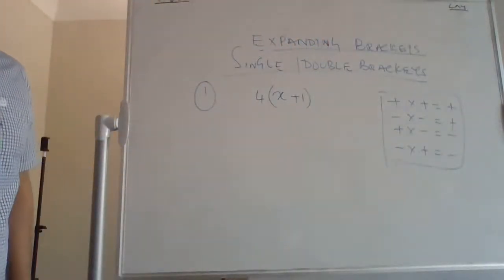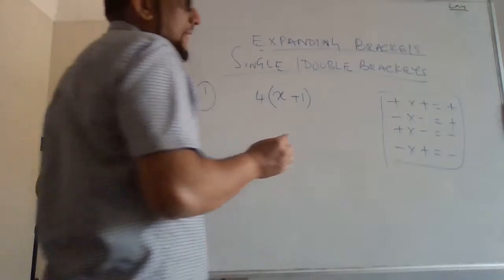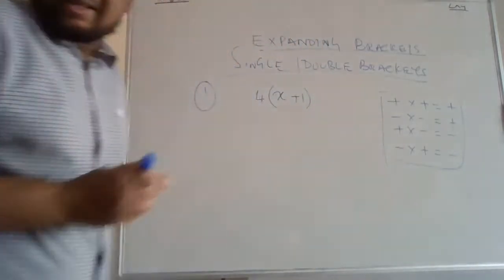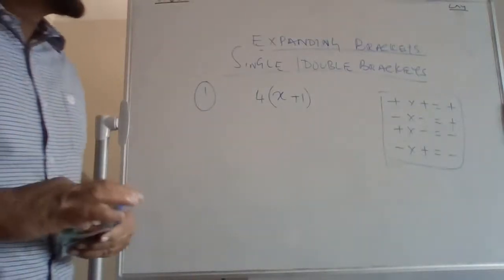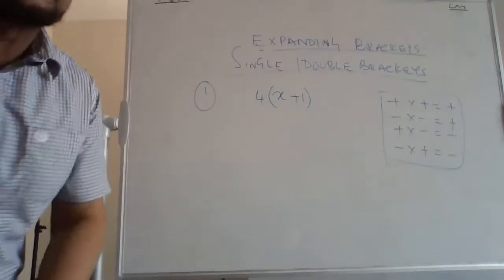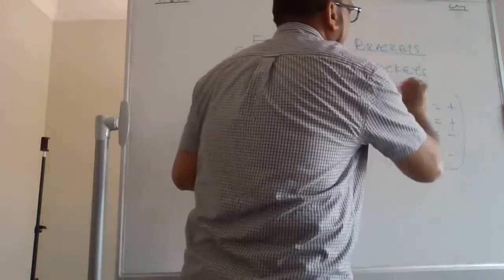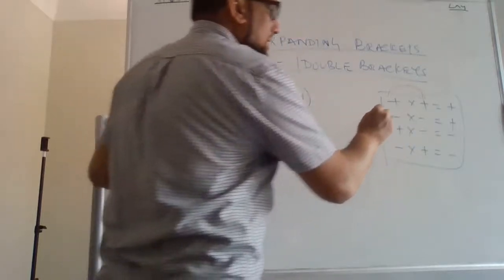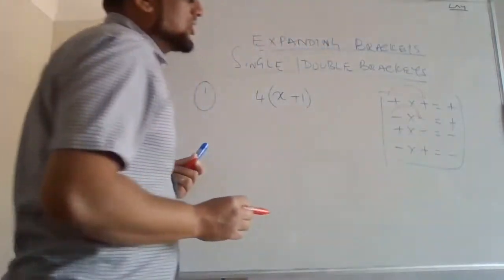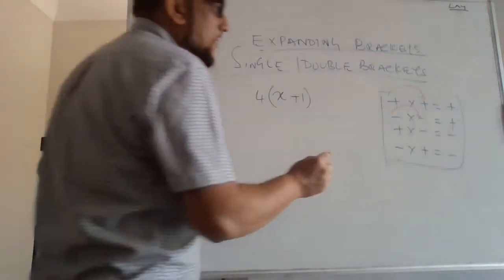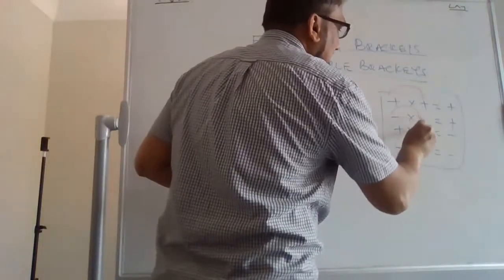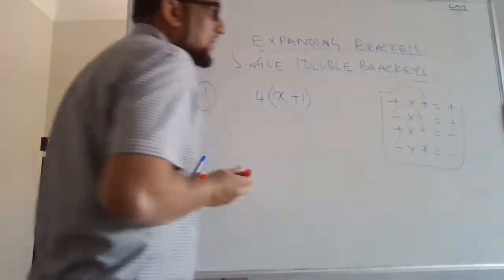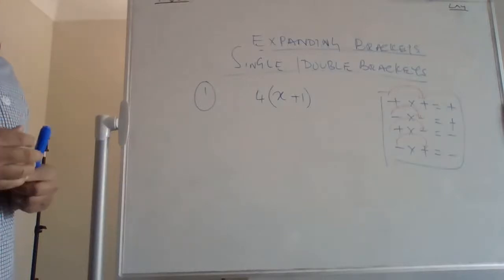When we times any number which has a sign, plus times plus equals plus, and when we times by a number which has a minus sign, it is going to be changed to plus, and plus times minus is going to be minus, and minus times plus is minus. This is the rule for expanding brackets.